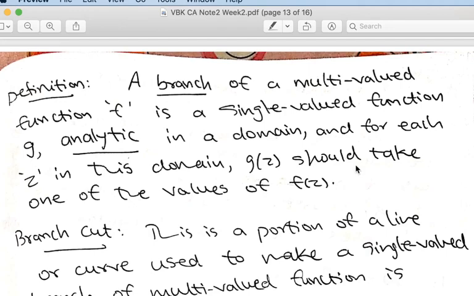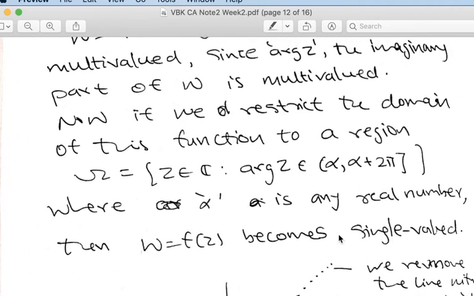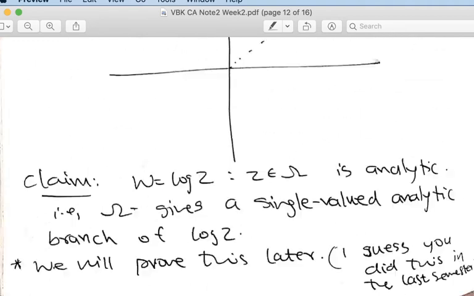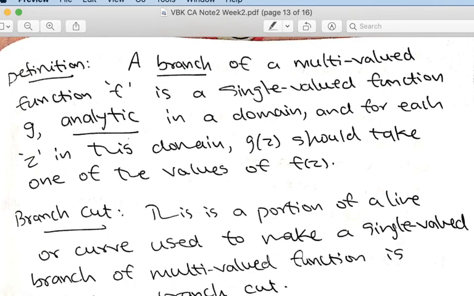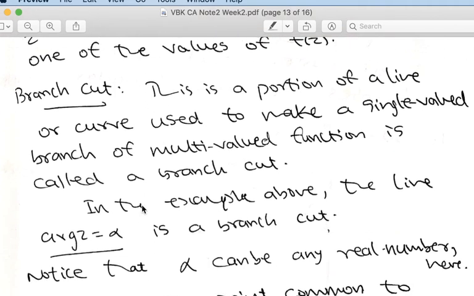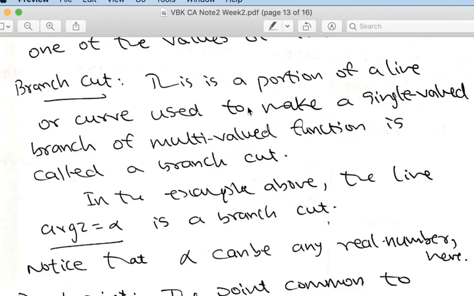Now, what do you mean by a branch? This is called a branch: you removed a line and you obtained a domain where it is analytic, and it is single valued. So this is a definition. A branch of a multivalued function f is a single valued function g that is analytic in a domain, and for each z in the domain, g(z) should take one of the values of f(z). f(z) is multivalued, but g should take one of the values of f(z). But we demand that g should be analytic. Otherwise, you can construct any branch, choosing some random values of f(z) and so on. So the portion of a line or curve used to make the single valued branch of a multivalued function is called a branch cut.